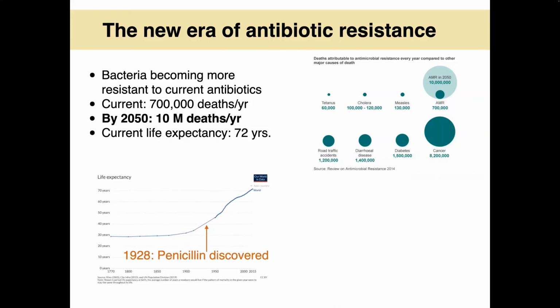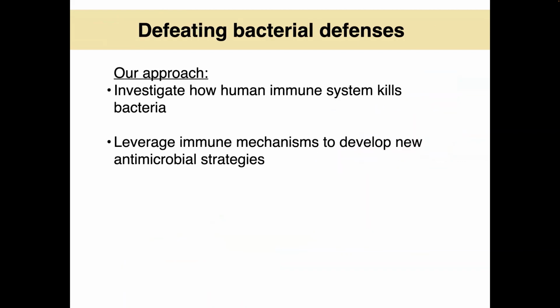And a way I like to think about this is in terms of life expectancy. Before antibiotics were invented, the average life expectancy was about 34 years. Of course, there are other things in medicine that have extended life expectancy, but we're slowly regressing into this situation where we don't have antibiotics to treat bacteria. And so by 2050, the number of deaths per year could eclipse cancer due to these bacteria. So our approach to trying to address this problem was to look at how our immune system kills bacteria.